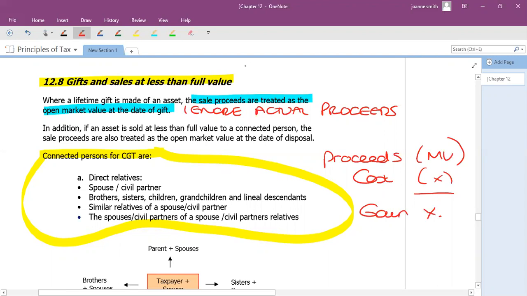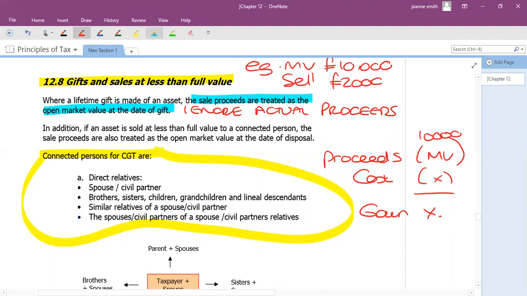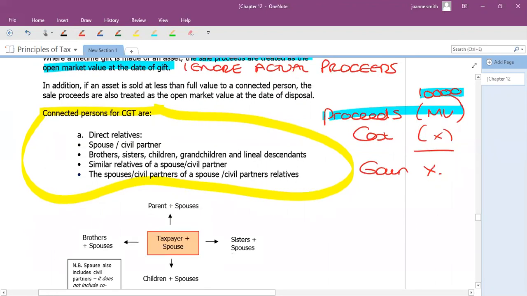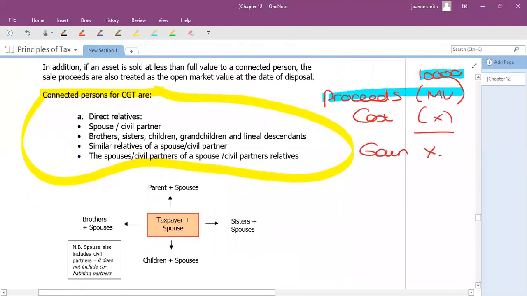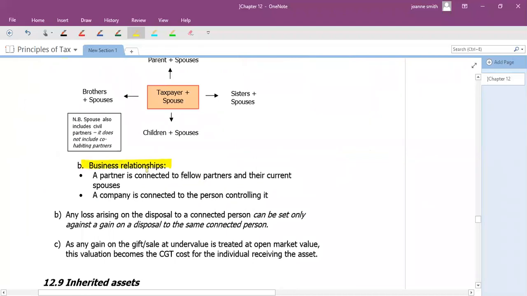So if it said, for example, market value is 10 and I sell it for 2, then you're going to put 10 in your calculation. All right, you're going to use the market value, not the actual proceeds. All right, so it's only if it's a connected party. So again, if you see a question with, you know, parents or children, grandchildren, grandparents, that sort of question, then think of that. There are other situations other than direct relatives, which we've got down here, business relationships, but the most common situation would be with connected parties.